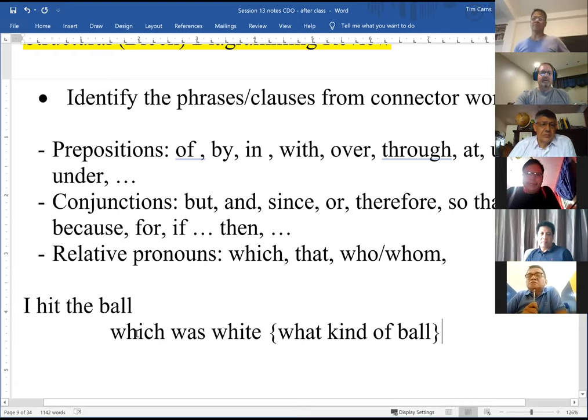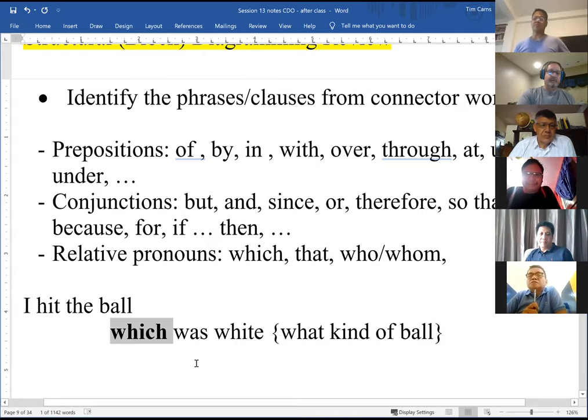And it's connected by the connector word "which." So it's not telling us something about how I hit the ball. It's telling me something about the ball. And again, it's subordinate. It's a phrase modifying "ball." All right? So that's relative pronouns.